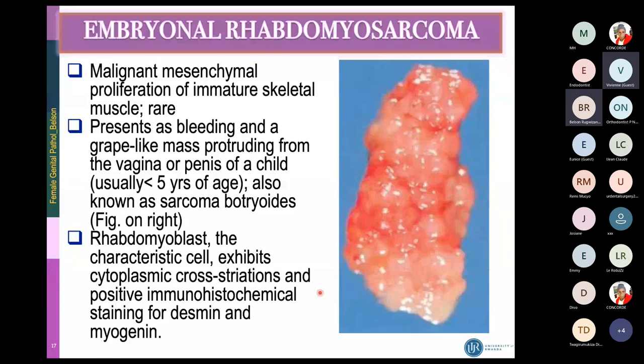So this is a malignant mesenchymal proliferation of immature skeletal muscle, presenting as a bleeding, grape-like mass protruding into the vagina. This is called sarcoma botryoides, botryoid meaning like a grape within the vaginal cavity. The rhabdomyoblasts are cancer cells that look like primitive skeletal cells in an embryo. They have cross striations, which is what lets us confirm they are skeletal muscle cells and not other types of cells.